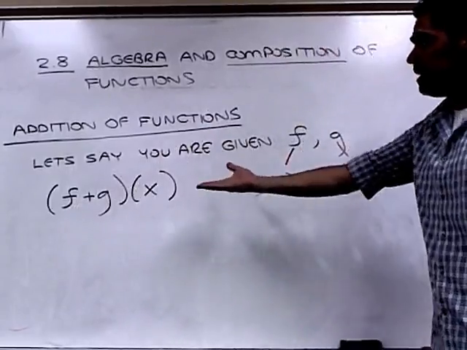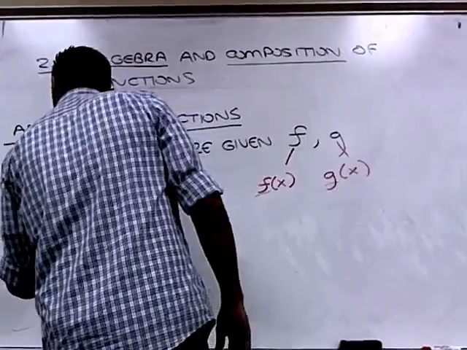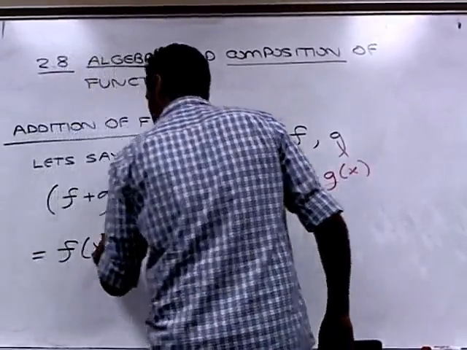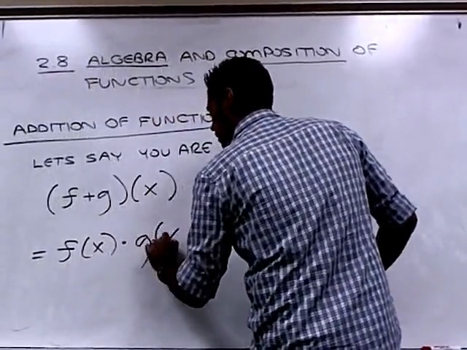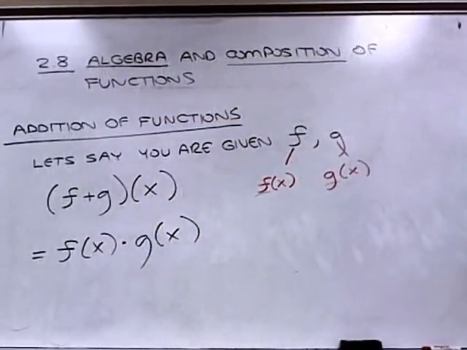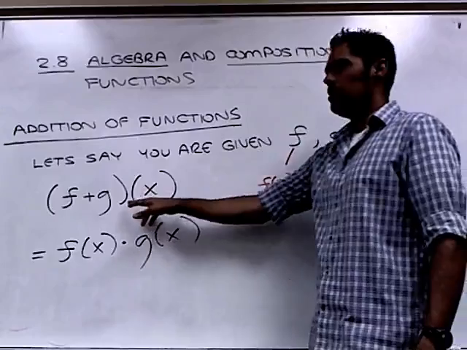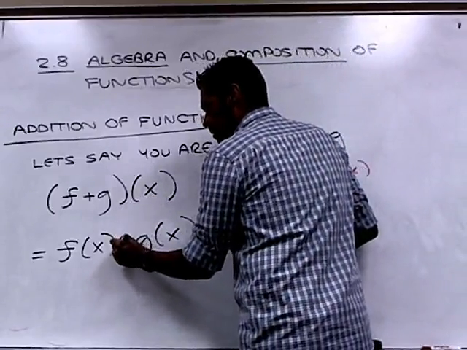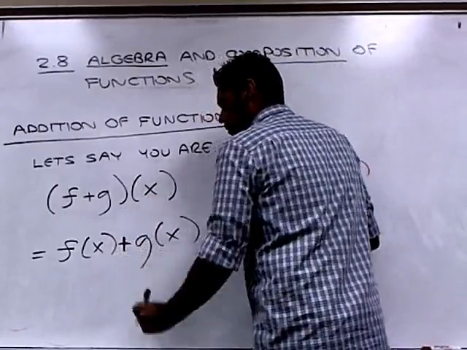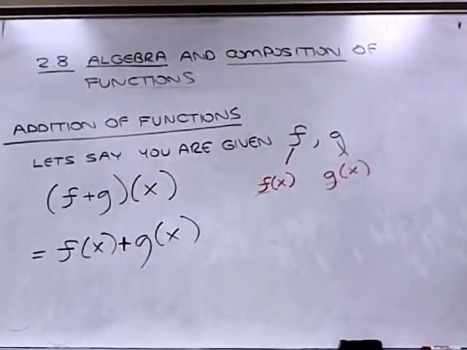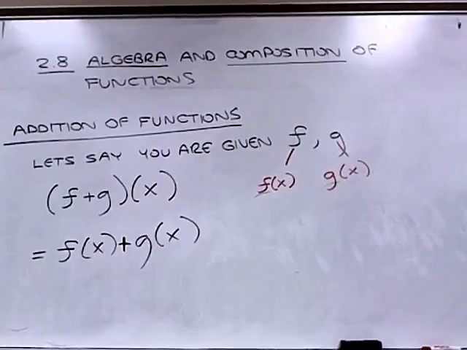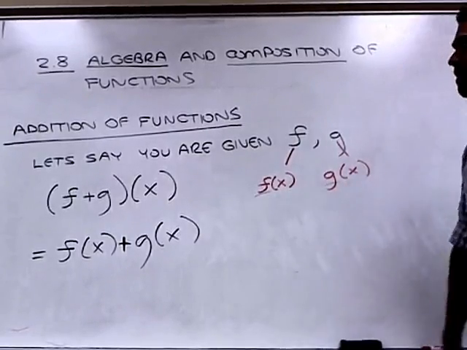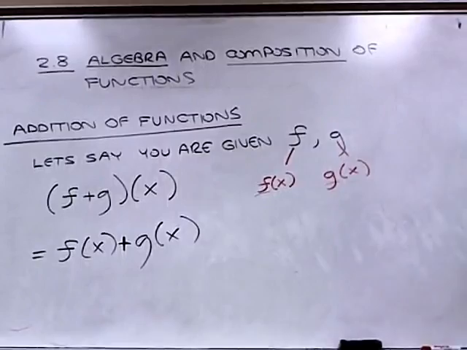Now what it means is to take f and multiply it times g. Okay, so if you see this, did I just say multiply? Sorry. Add. So you add the two. So let's do an example.